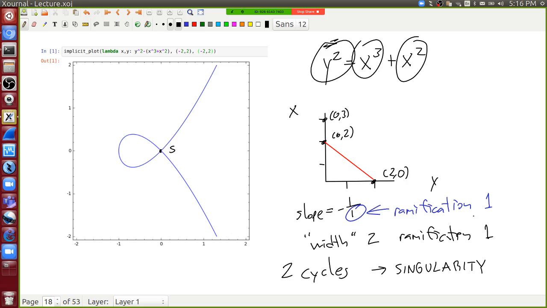It's 1. And then the width, how many steps we had to move in the x-axis to cover the thing, that tells us how many cycles we needed. So this tells us that for this point S, we have 2 cycles, and they have ramification 1. So we're going to have 2 cycles meeting here, and the ramification index of both of them is 1.